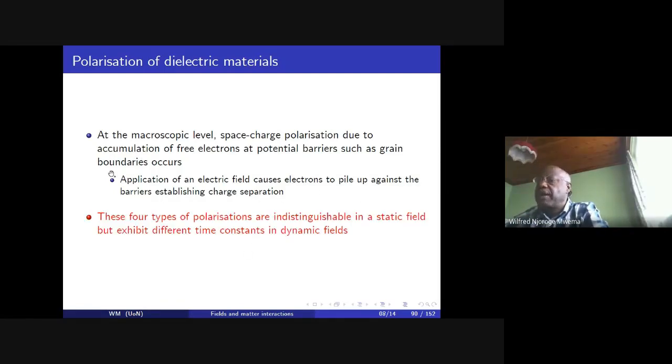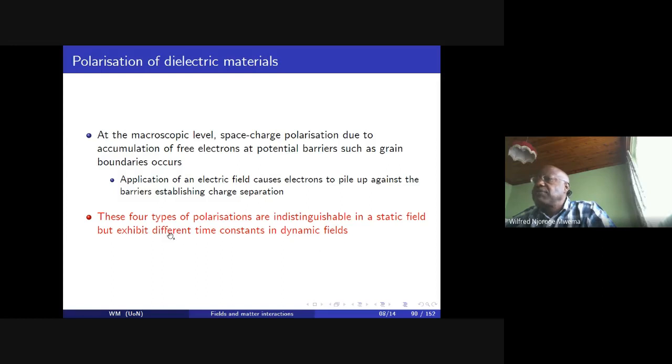What we need to know is that in materials, we have, one, electronic polarization, that is displacement of the molecular charge cloud. Two, we have ionic polarization, and we have orientational polarization if the molecule is already polarized and aligns itself with the applied field. And we also have what we call space charge polarization, where we have charge accumulation at boundaries or grain boundaries.